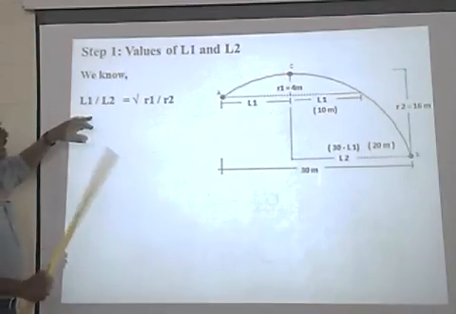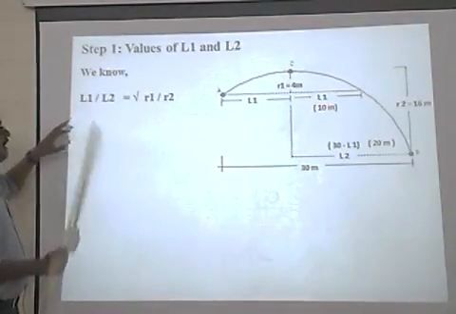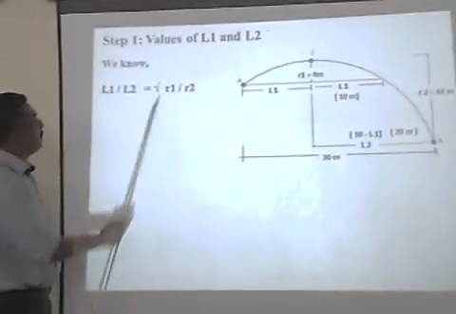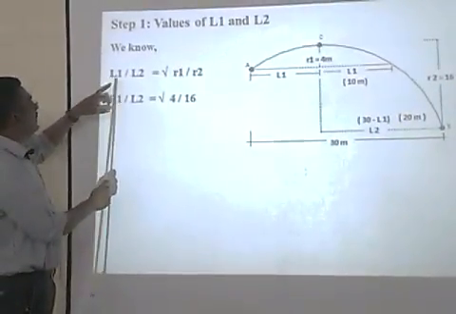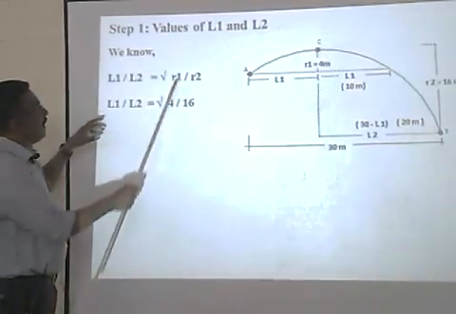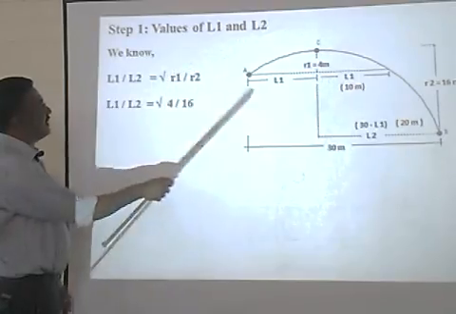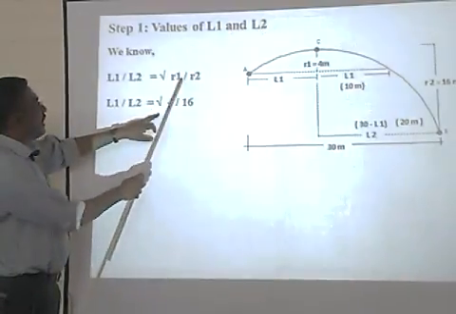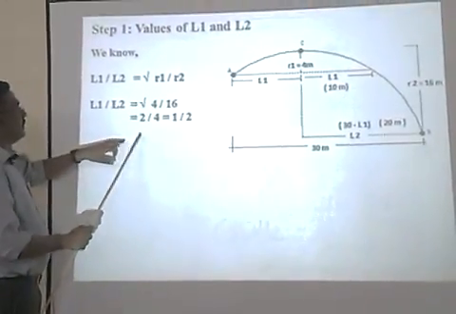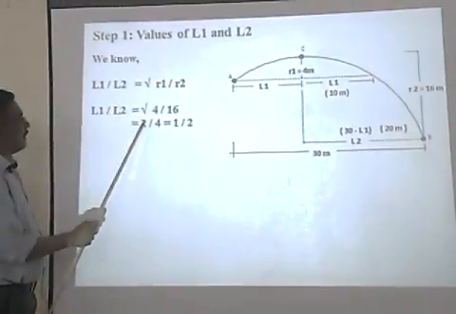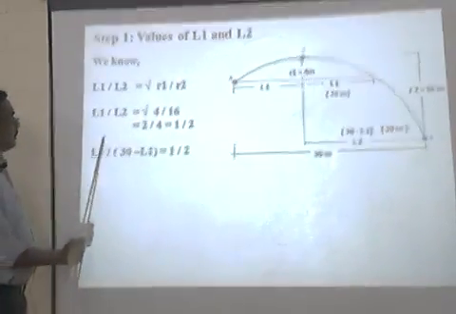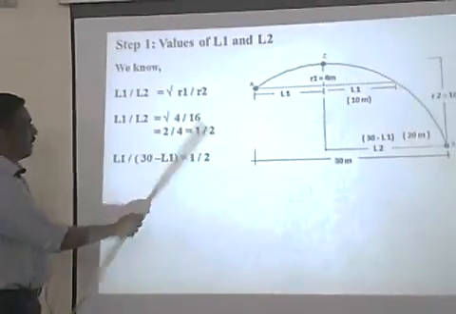From the earlier governing equation, L1 by L2 is equal to square root of R1 by R2. That is, the ratio between the spans is equal to the square root of the ratio between the rises. Let us include all the rises in this equation. Here the value of R1 is 4 and the value of R2 is 16. Taking square root, 4 will become 2 and 16 will become 4, and simplifying you will get 1 by 2. So L1 by L2 will be equal to 1 by 2.